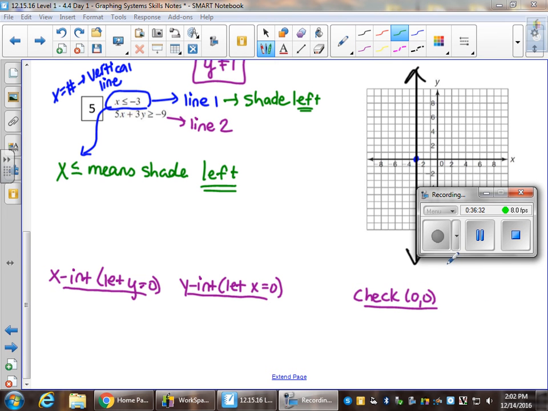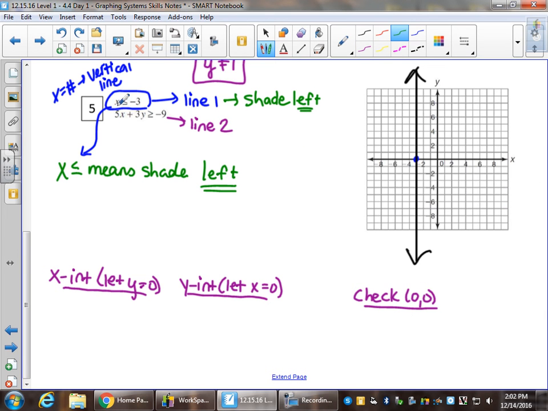It's very possible that you just pressed play because you weren't sure how to deal with x is less than or equal to negative 3. Because we haven't looked at vertical lines in a while. So let me just remind you, when it's x and a number, I go to the x-axis and I plot that point. It's a vertical line. It's solid because of the or equal to.